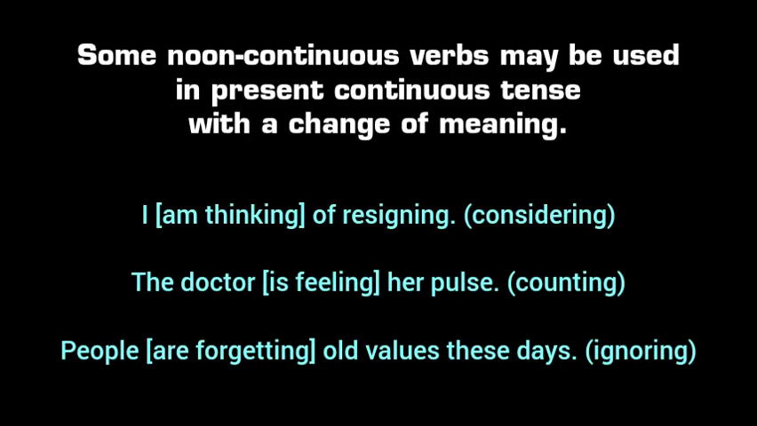Also, some verbs of perception, thinking, emotions, possession, etc., which are normally not used in the present continuous tense, may be used in the present continuous tense in a different meaning, with a change of meaning. Take for example, I am thinking of resigning. Here am thinking is in present continuous tense, but thinking is used with a change of meaning. Here thinking means considering.